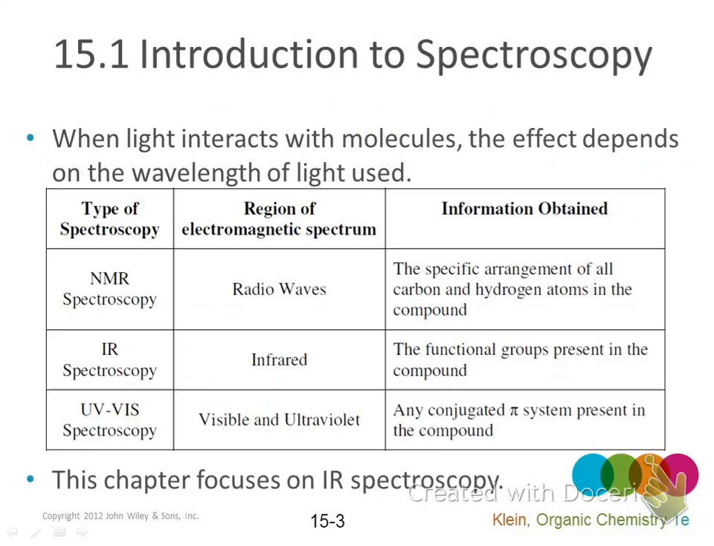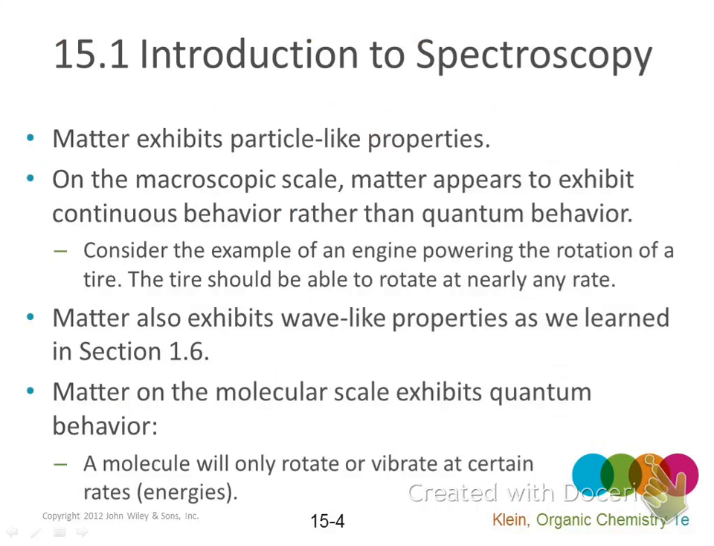And UV visible is really good for conjugated pi systems. A lot of dyes are conjugated pi systems. UV visible, UV vis, right? Visible and ultraviolet. Turns out when you have a lot of pi bonds, double bonds next to each other, they absorb light in the visible range. So that's why a lot of textiles, when you see the colors of the dyes of textiles, are actually organic compounds with pi bonds in them. We're going to deal primarily in this chapter with infrared and mass spectroscopy.